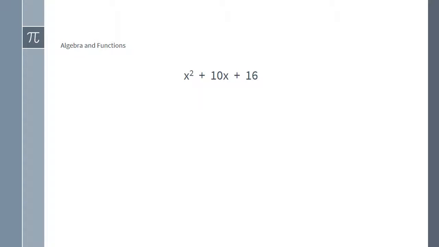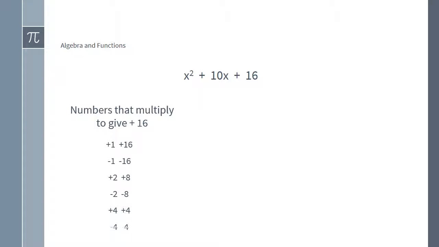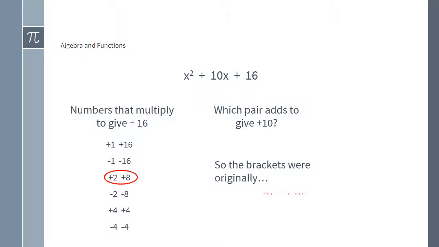x squared plus 10x plus 16. Same idea. Numbers that multiply to give plus 16. 1 and 16, minus 1 and minus 16. 2 and 8, minus 2 and minus 8. 4 and 4, minus 4 and minus 4. Which of those pairs adds to give the number in the middle? Plus 10. Well, plus 2 and plus 8. So the brackets originally were x plus 2, x plus 8.